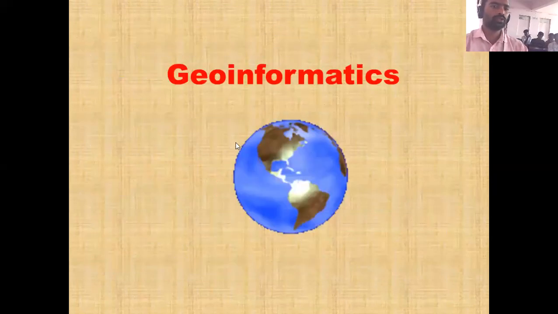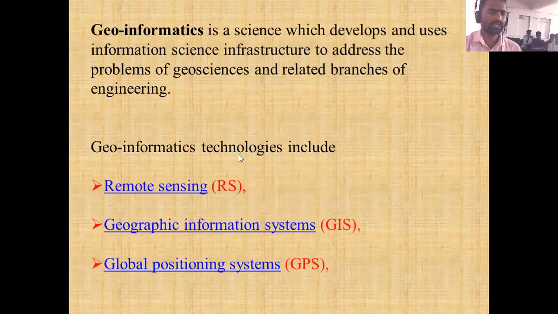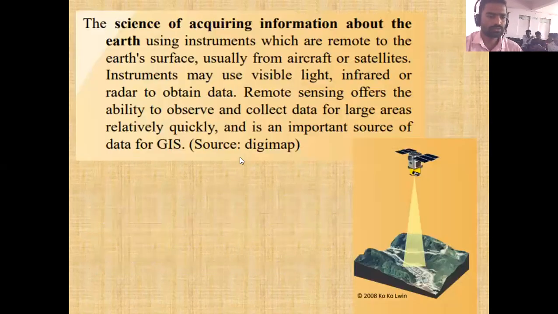Then coming to geoinformatics. In geoinformatics, how many techniques are there? Three. What are those? Remote sensing, GIS, and GPS. You have studied remote sensing in detail. In remote sensing, how many types are there? Two types. One is ARS and one more is PRS: active remote sensing and passive remote sensing. So you have studied this.